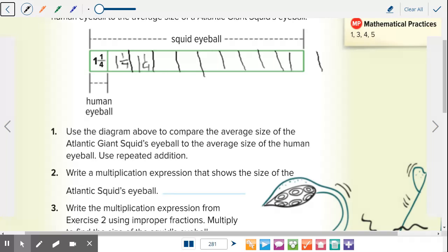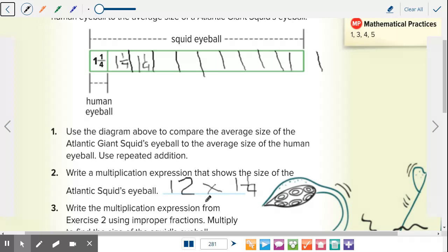Hannah? By each other. No. How would we do this? How many did we put there? How many is there? Zach? 12. So 12 times what? 1 1/4. Because this is a lot easier to work with than having to count this up each time, because that was 1 1/4 plus 1 1/4 plus 1 1/4 plus 1 1/4, so on and so on.